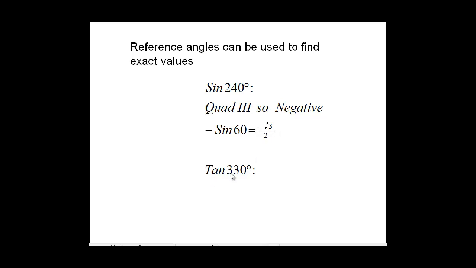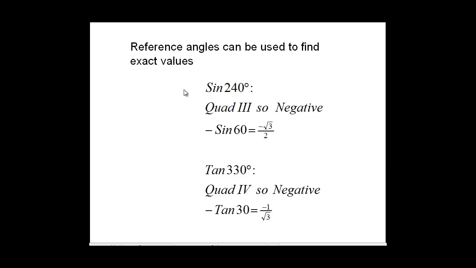Okay, suppose you have tangent of 330. 330 is in the fourth quadrant, where tangent is negative. So we have negative tangent, and then we just deal with the reference angle for 330. 360 minus 330 is 30. So you have negative tangent of 30, and the tangent of 30 is sine over cosine, which is 1 over square root of 3, so it's negative 1 over square root of 3.